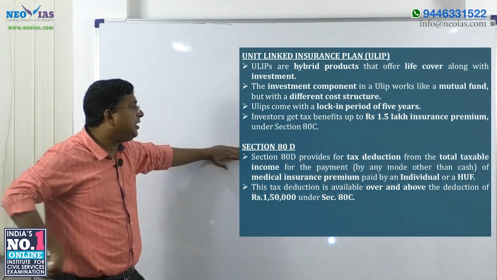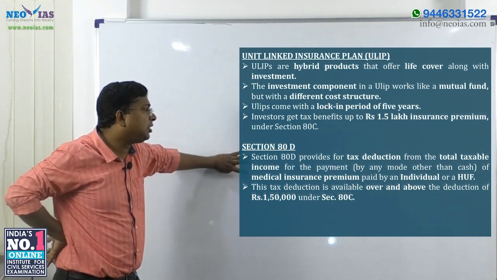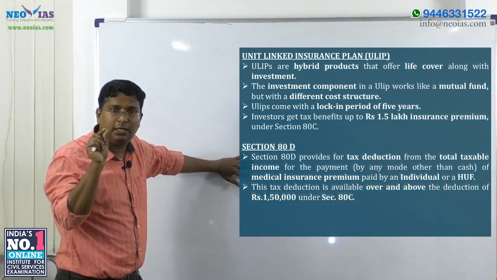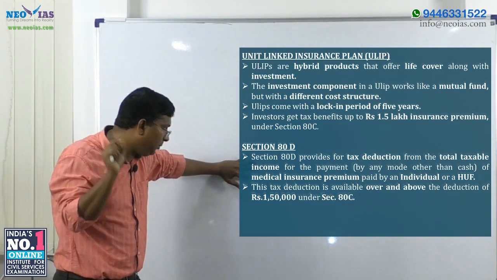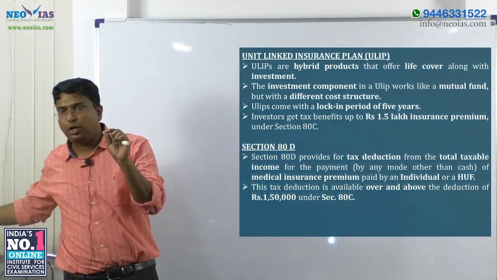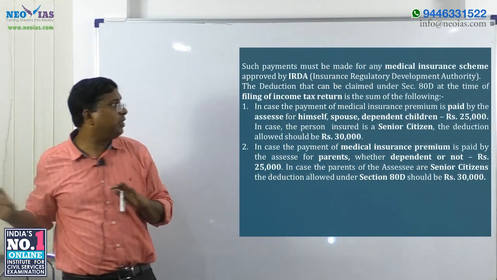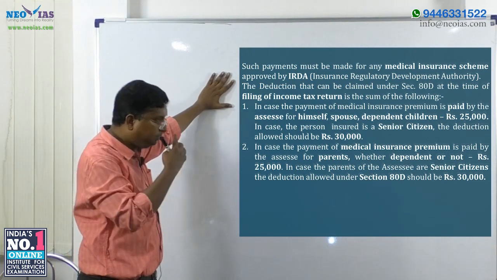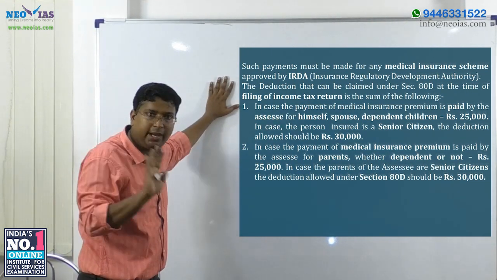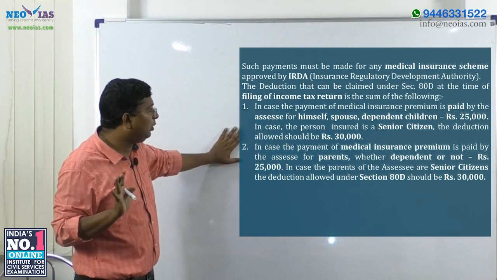So section 80D provides tax deduction for one factor. What is that factor? The medical insurance premium paid by an individual. So section 80D is for medical insurance premium, over and above the deduction under section 80C. So you get 1.5 lakh under 80C and 25,000 under section 80D, so 1.75 lakh. But again, here IRDA comes into the picture. Insurance means IRDA, pension means the Pension Fund Regulator. So there are two things to note down.